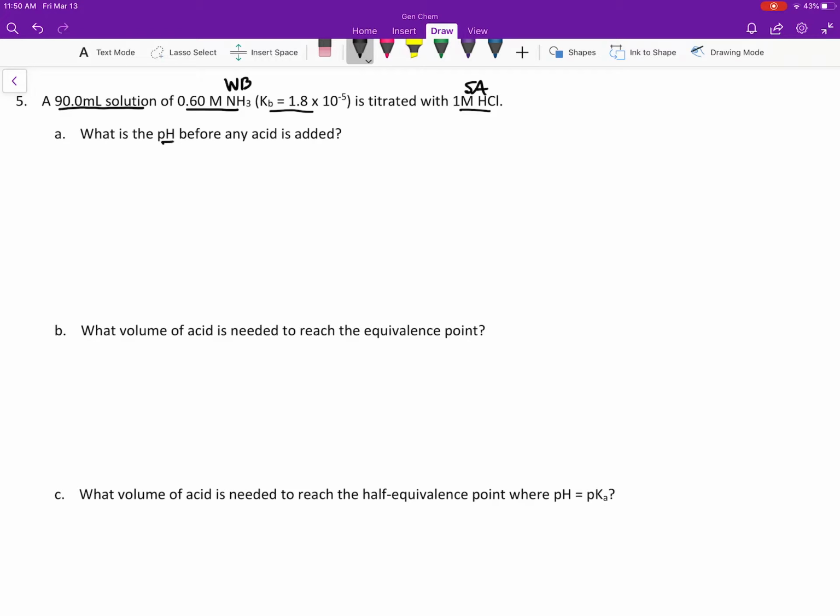It wants to know what's the pH before any acid is added, so we have to only concern ourselves with the equilibrium that ammonia is experiencing with water. Ammonia is a base, so it's going to accept the proton from water to form the conjugate acid ammonium and hydroxide.